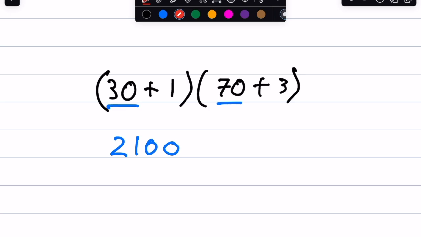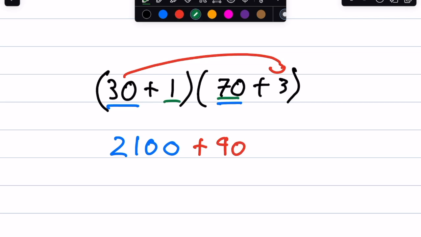I can then do the outer, which is 30 times 3. 30 times 3 is 90. I can do the inner, which is 70. And I can do the last, which is 3. If you add all of those together, you'll end up with 2,262.